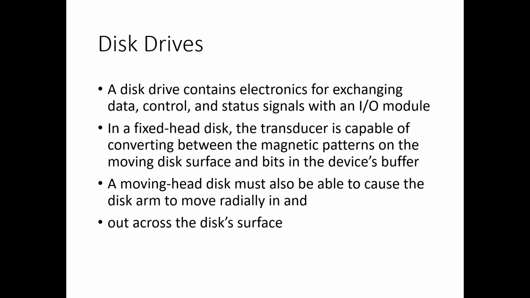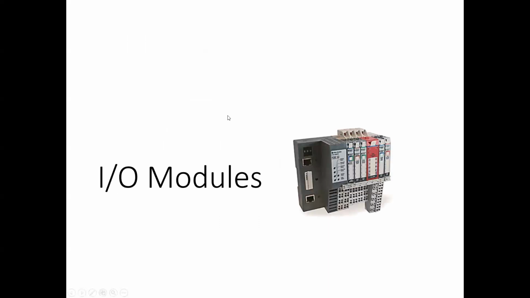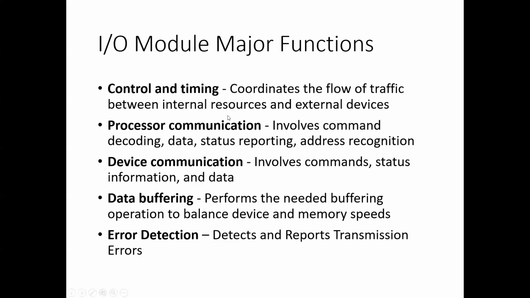Disk drives, another external input-output device. Even though we treated them as memory, we can also think of them as input and output devices, and they contain electronics for exchanging data, control, and status signals with the I/O module. In a fixed head disk, the transducer is capable of converting between the magnetic patterns on the moving disk surface and bits in the device's buffer. A moving disk head also needs to be able to cause the arm to move radially in and out across the disk surface. So I/O modules are what control the input and output, and they have several major functions.